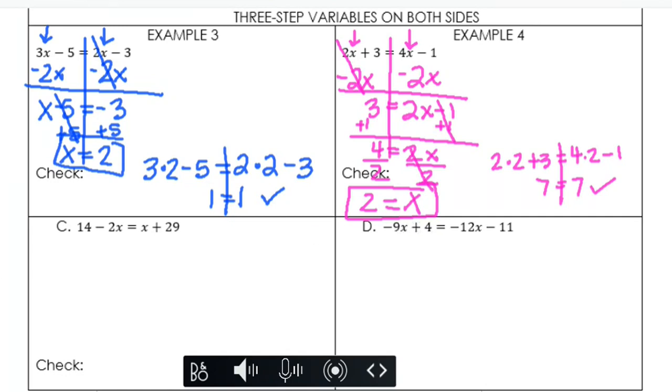All right, now it's your turn to try C and D by yourself. Pause the video, and when you are finished, go ahead and press play.